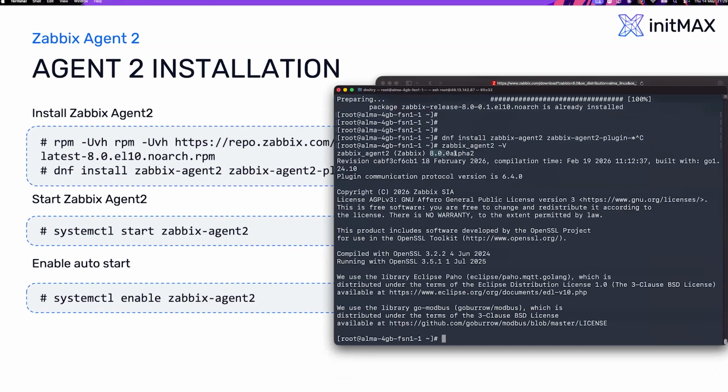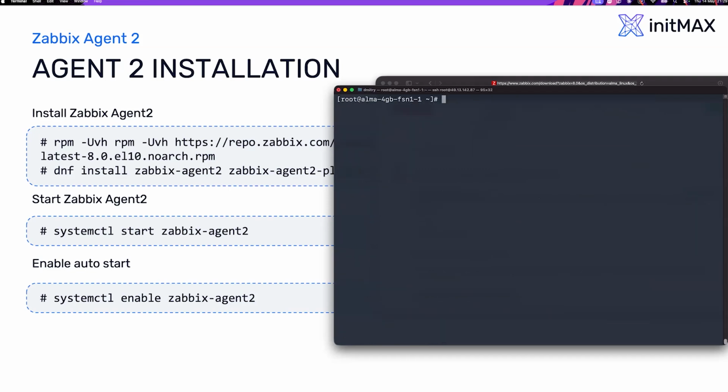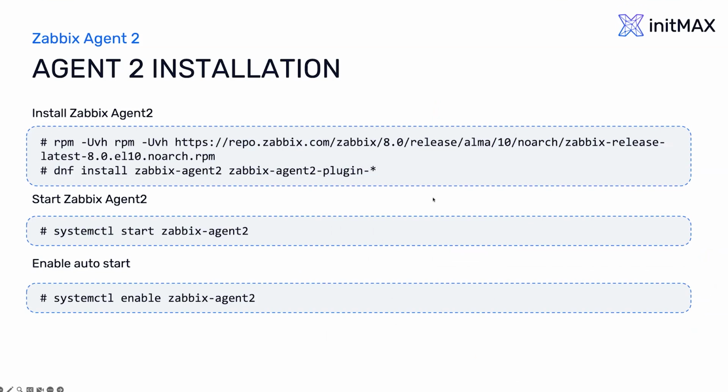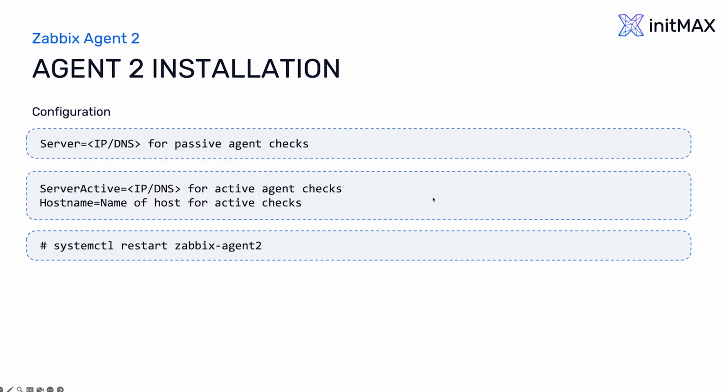Where's the version 8.0 alpha 2? So that's how you get Zabbix Agent on your Linux system. Then enable the auto start by typing systemctl enable zabbix-agent2, just to ensure that every time you restart your virtual machine or physical server, it's going to come back up online.